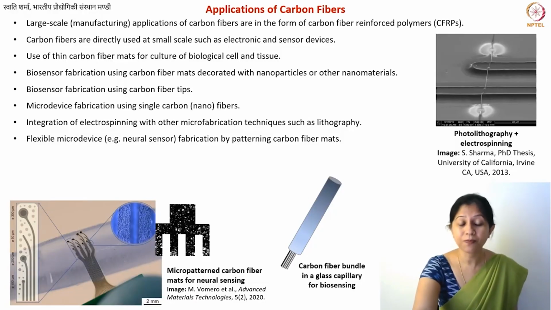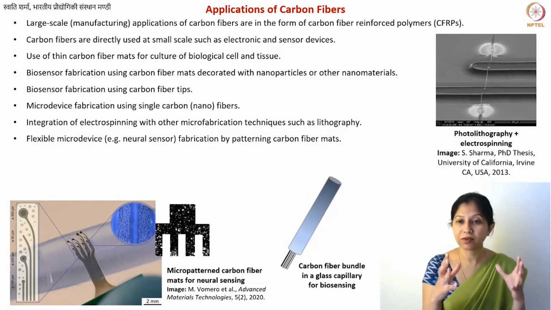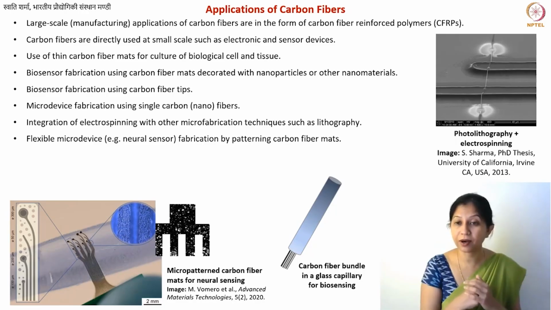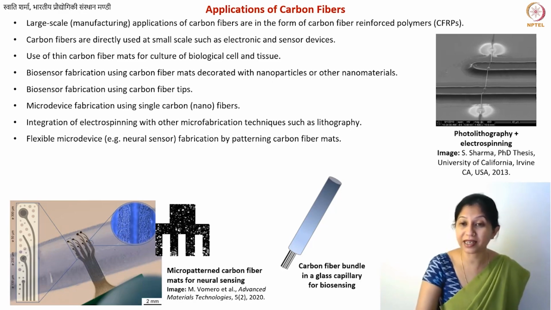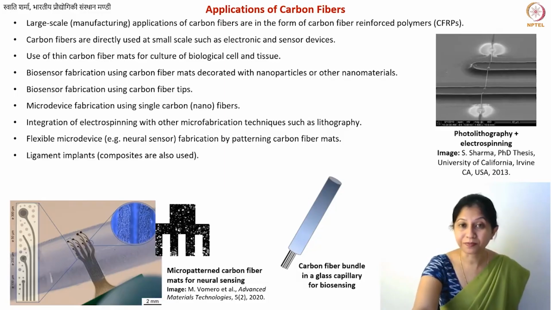You can also take the electrospun cloth-like fiber, woven or non-woven, and then perform etching of that fiber and micro patterning, and then you can make ultra flexible devices which can be used for sensing purposes. This is an example where we used it for neural sensing purposes, but there are many other devices that are possible using micro patterning of carbon fiber mats or carbon fabric.